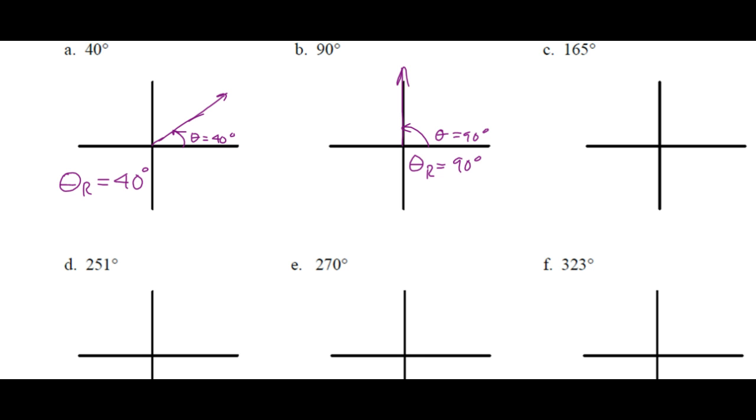165 degrees, where's that? Which quadrant? It's in quadrant 2. Where in quadrant 2? Is it close to here or closer to here? Closer to the bottom, yes. So again, we show the rotation, and write theta is equal to 165 degrees. What's the reference angle? So the reference angle is going to be in here. How much is it?